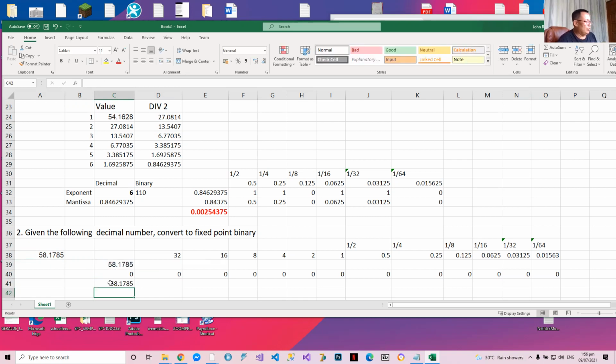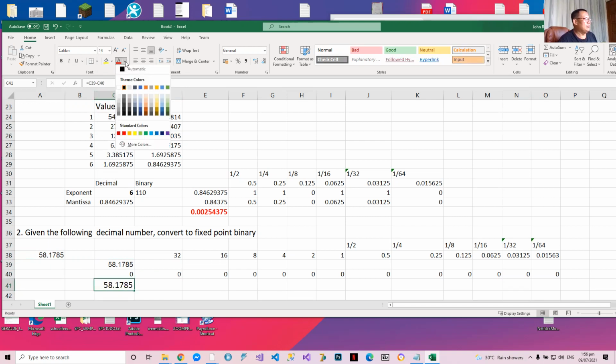Okay. And then we will bold this and then get a bigger now. And then we'll color this red, so it will be easy to look for. Okay na ba? Is it clear now? No, it's not yet bold. So now it's bold. Okay.